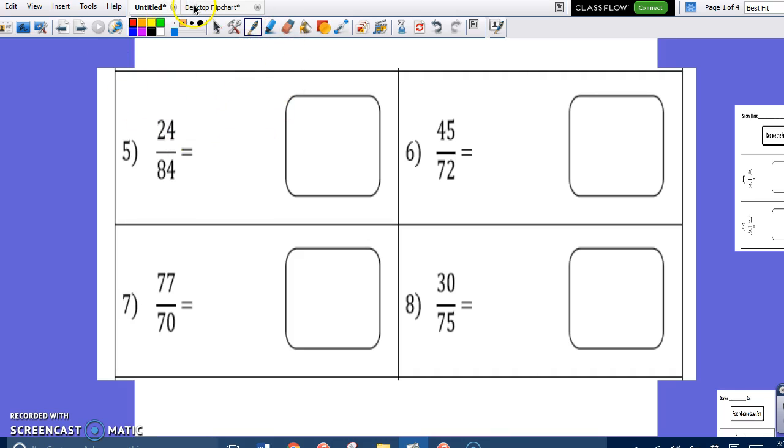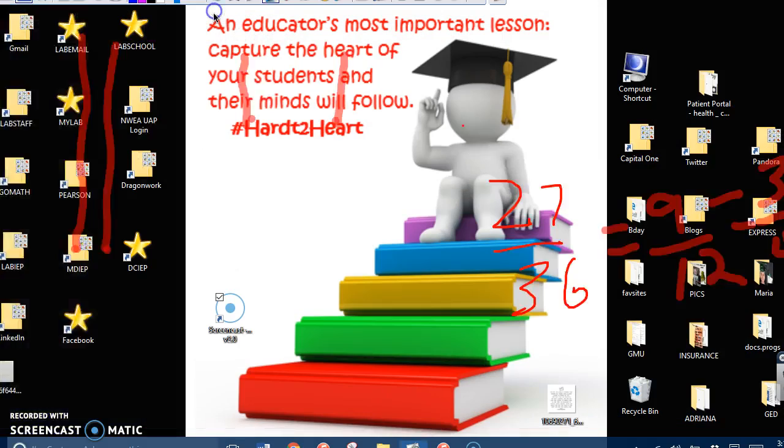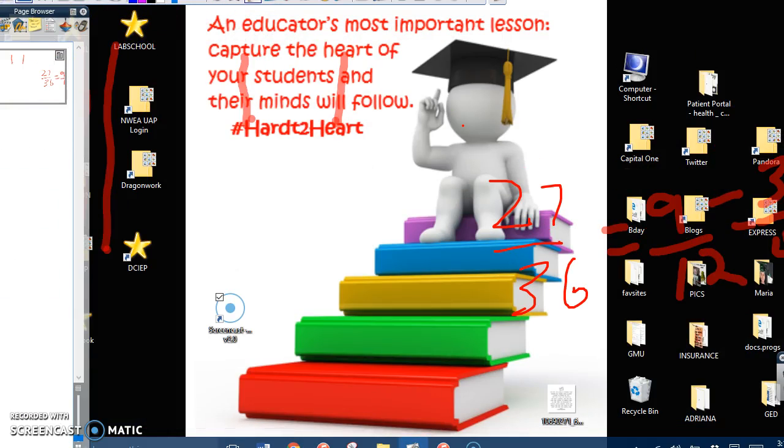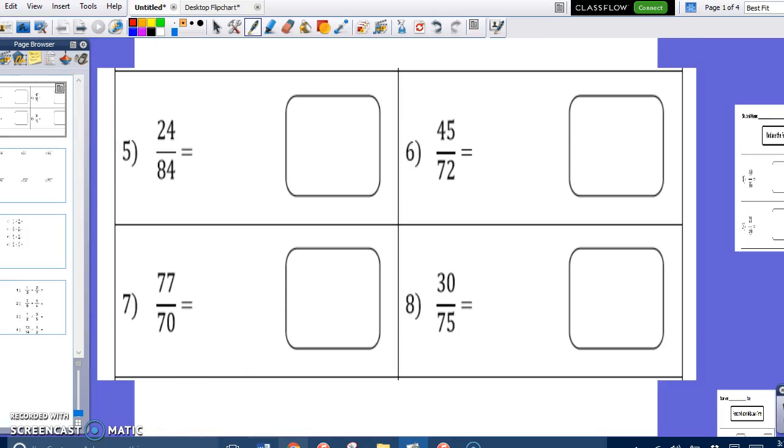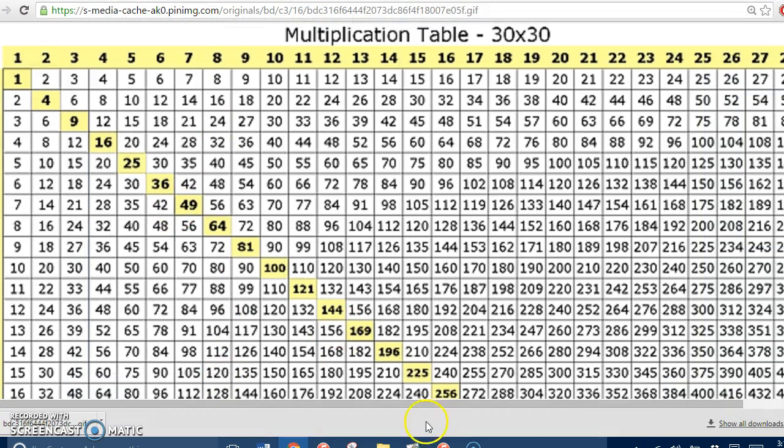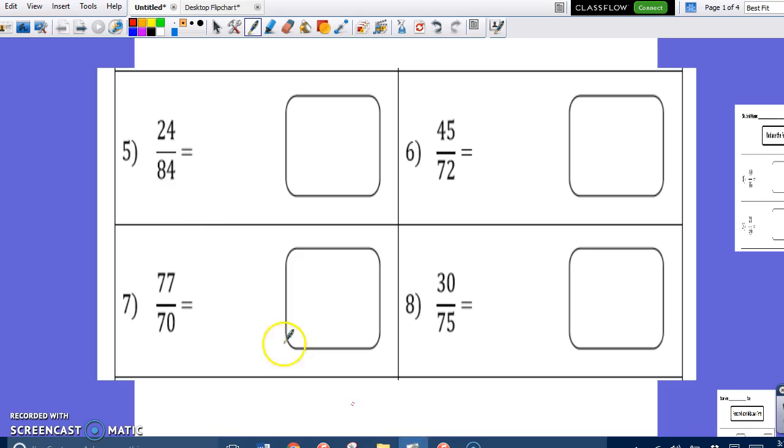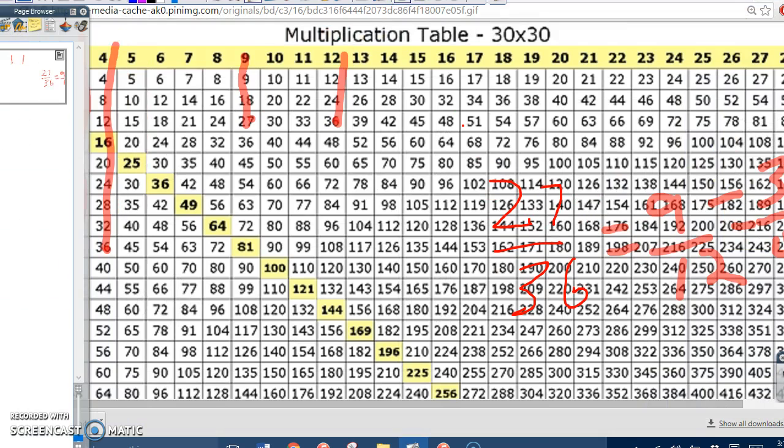All right. So, I'm looking for 24 and 84 on my multiplication chart. I know I say the word so all the time, but hey, it is what it is. 24 and 84 on my multiplication chart. Where am I going to find that? Here we go. I'm going to put it down here on the side because you know I'm forgetful. 24, 84, okay?